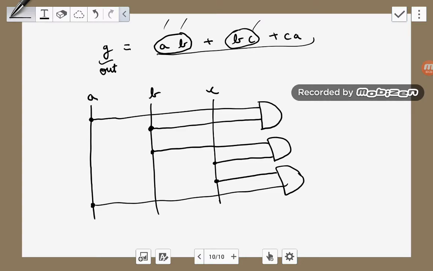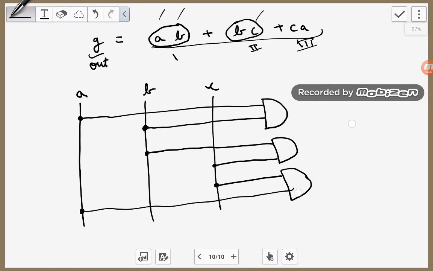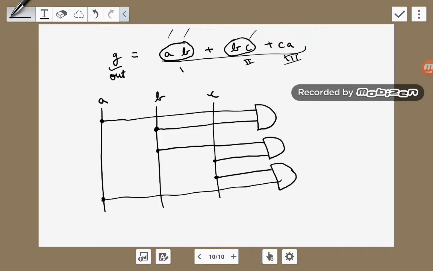Well, we are not done yet. This is our first element, this is our second element, this is our third element. So we have to OR all of them. We have AB, we have BC, and we have CA. We simply OR them, which means add them. So for adding them we need an OR gate. Ta-da, that's G, your output. If I show this schematic to the designer, it will be easier for him to design this thing.